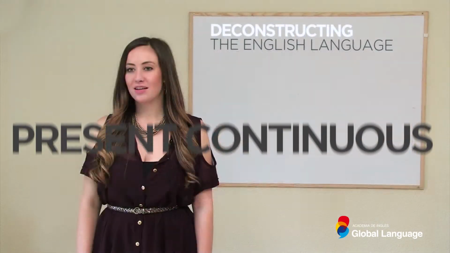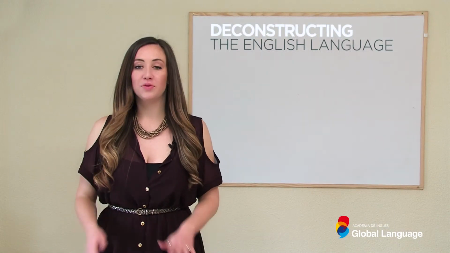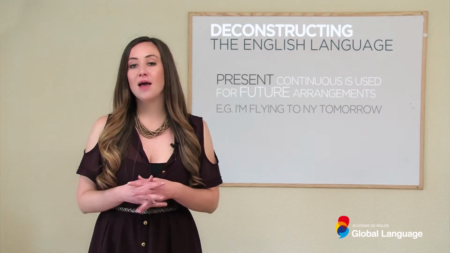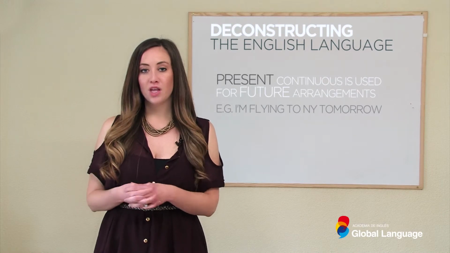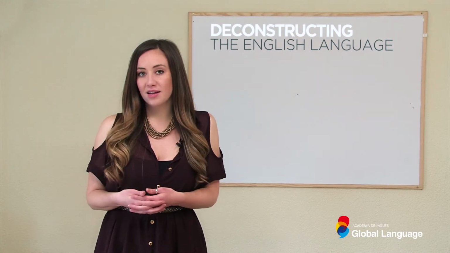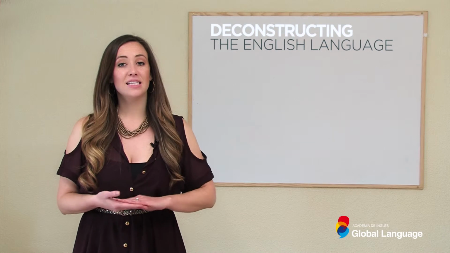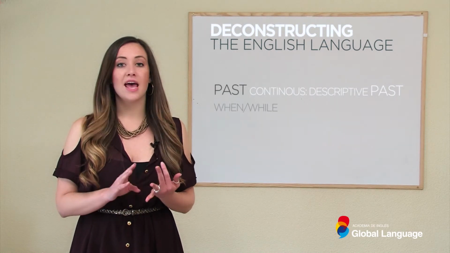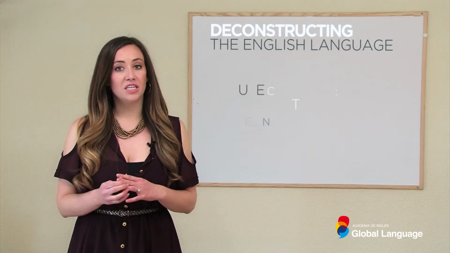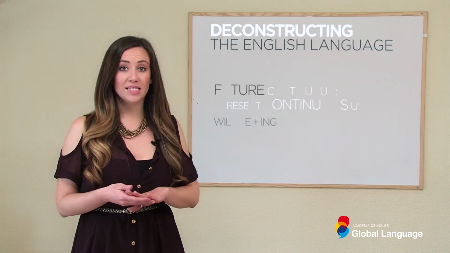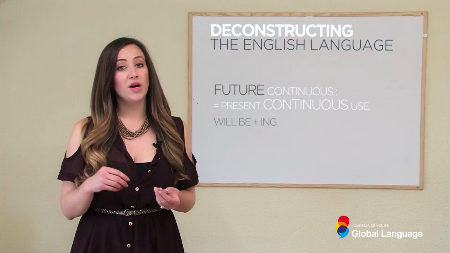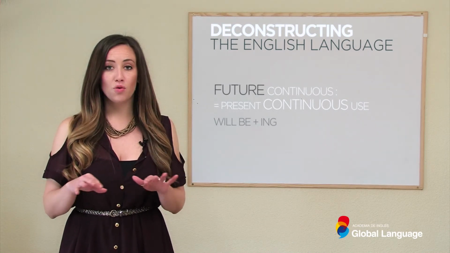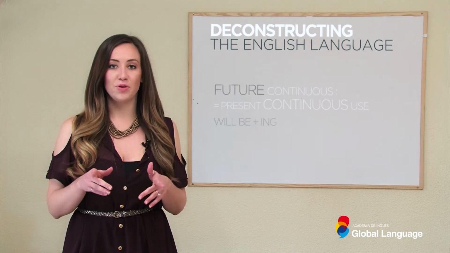Okay, let's move on. We use present continuous to express arranged plans in the future. For example, I'm flying to New York tomorrow. Vuelo a Nueva York mañana. The past continuous is the descriptive past, the use of when and while. The future continuous is used in the same way as present continuous, but used to express the future. Now, I know this seems a little confusing, but don't worry, we have some examples to help you out.